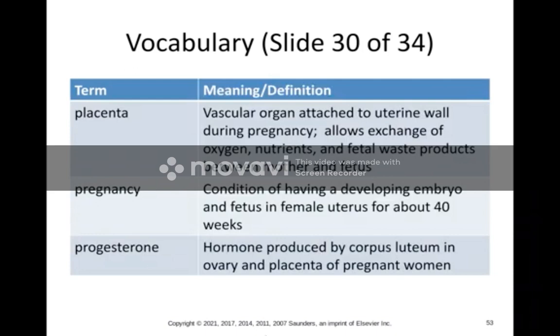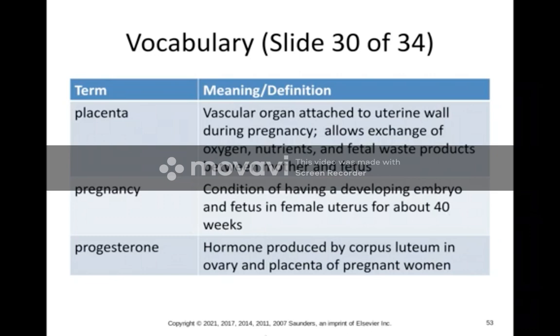Placenta is the vascular organ attached to the uterine wall during pregnancy. It allows the exchange of oxygen, nutrients, and fetal waste products between the mother and the fetus. Pregnancy is the condition of having a developing embryo and fetus in the female uterus. It says for about 40 weeks, but of course we know that not all pregnancies last 40 weeks. That is the average gestation period.